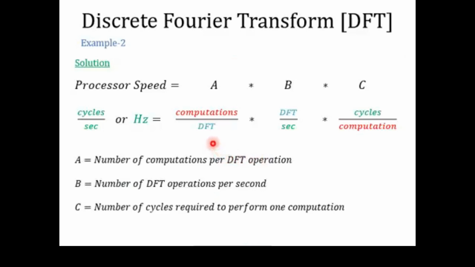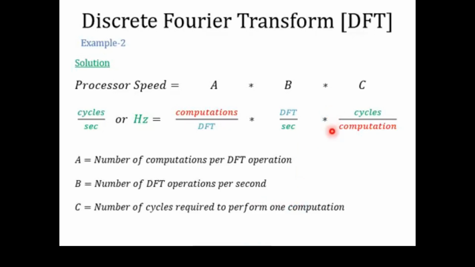So the first quantity required for the calculation of processor speed is number of computations per DFT operation, which shows how many computations will be required for a single DFT operation. While the second quantity is number of DFT operations per second, which shows how many times we will calculate DFT in a single second. While the third quantity is about the processor architecture, which shows the number of cycles required to solve a single computation. Please remember that it is cycles per computation, not computations per cycle.